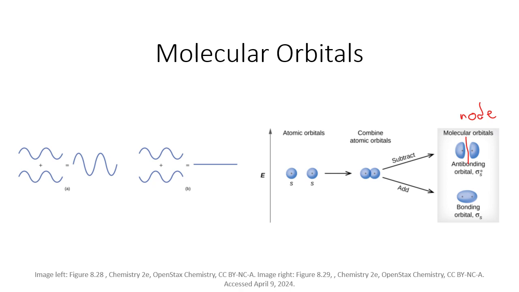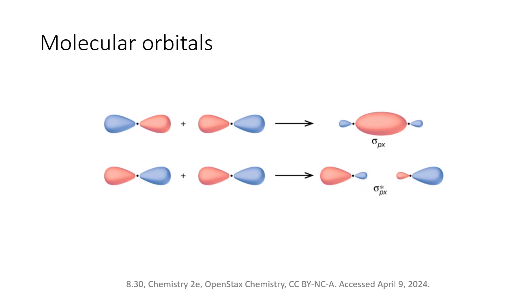Okay, so what happens when we combine p orbitals? Let's look at that next. P orbitals can be oriented along the x-axis, the y-axis, or the z-axis. They have two areas of electron density, and those are different phases. We color code those phases.